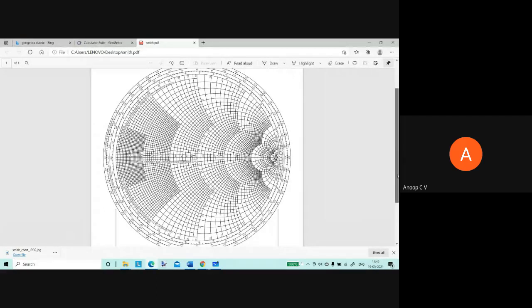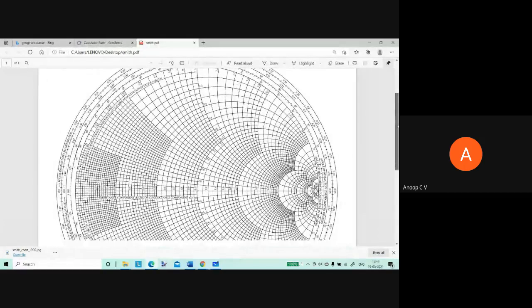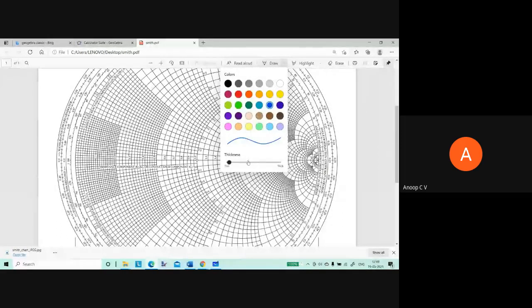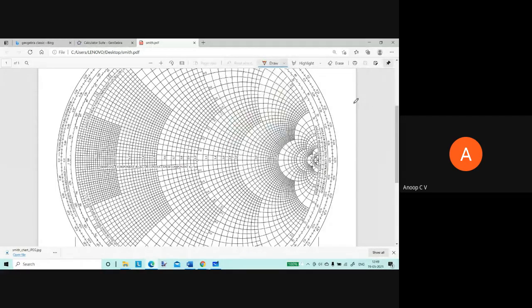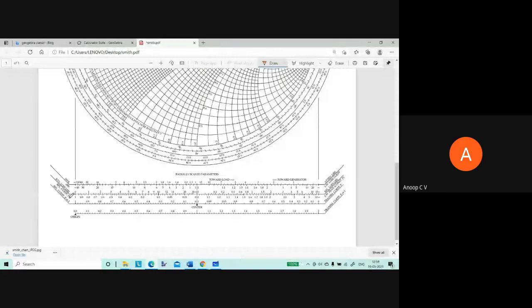When you zoom it in, apart from the constant R and constant X circles, you can see some other things in this Smith chart. You can see some scales given here. Many lines are there. I didn't tell what that is. We have to see what that is. If you want to find the reflection coefficient, we'll have to use that.